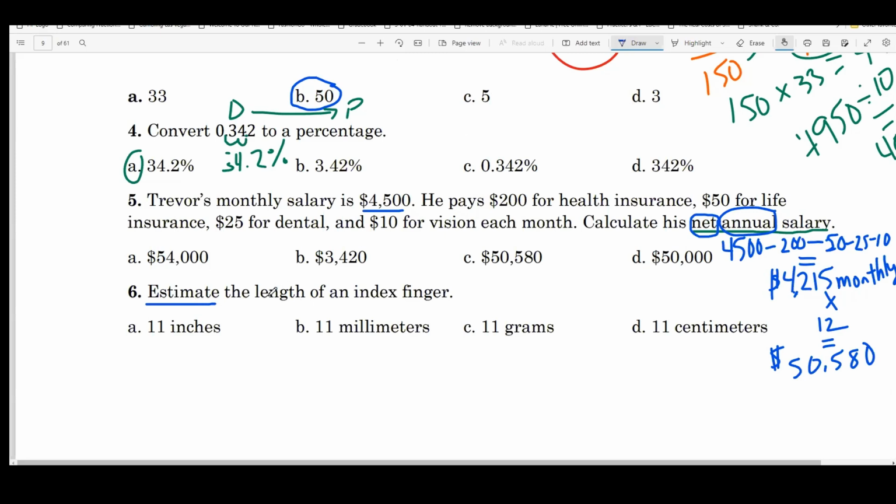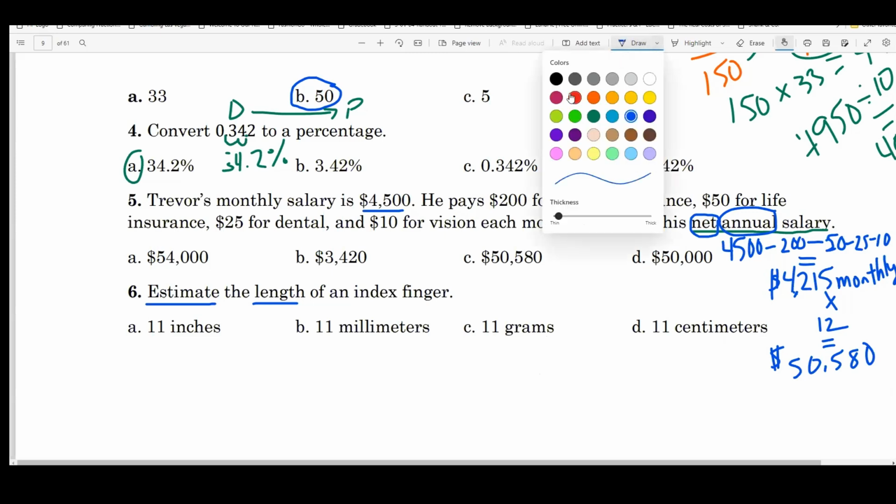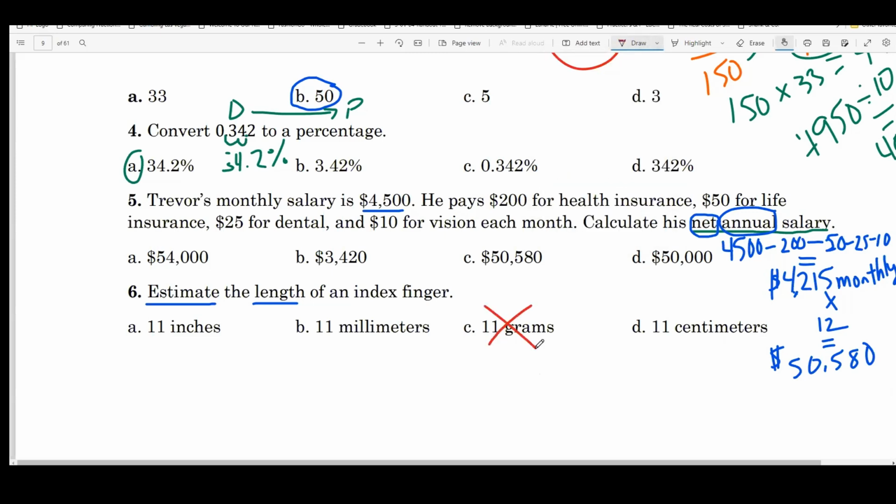All right, so it says estimate the length. So we know we're dealing with the length of an index finger. We have 11 inches, 11 millimeters, 11 grams, and 11 centimeters. Well, I know just offhand, I can go ahead and eliminate 11 grams because that has to do with mass, and we're looking for length. So now instead of comparing 4 different answers, we're down to 3.